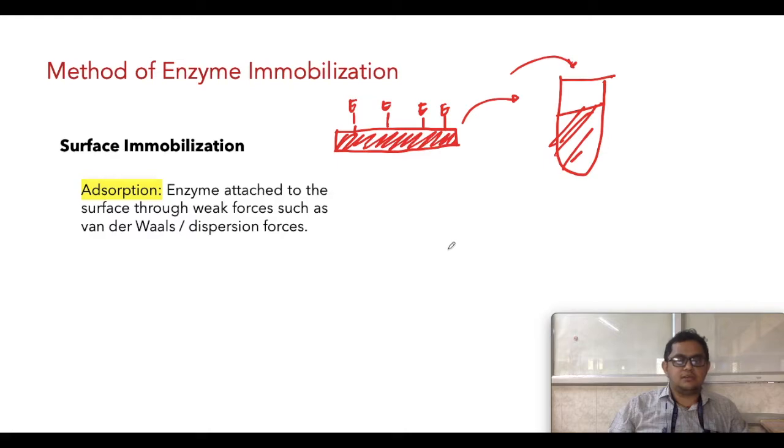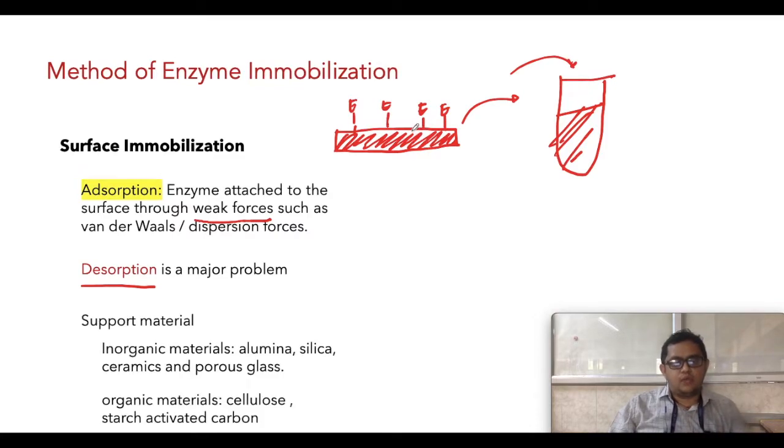The first method available is called adsorption. As the name suggests, the enzyme just attaches to the surface through very weak forces such as van der Waals forces, dispersion forces, and hydrogen bonding. So it's a non-covalent interaction. The major problem with adsorption is called desorption. Desorption means these enzymes leak from the surface as time progresses.